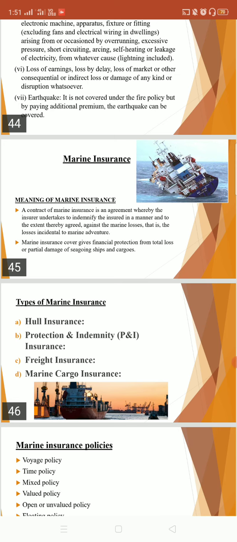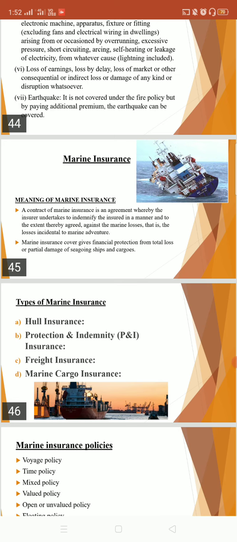Next, what we have is the types of marine insurance. So let us look into this. The first one is hull insurance. So what is this hull? Hull refers to the main body of the ship. So hull insurance covers physical damage to the ship itself, or we call it the vessel. The vessel is the body of the ship. So any damage caused to the ship or its vessel will be covered.